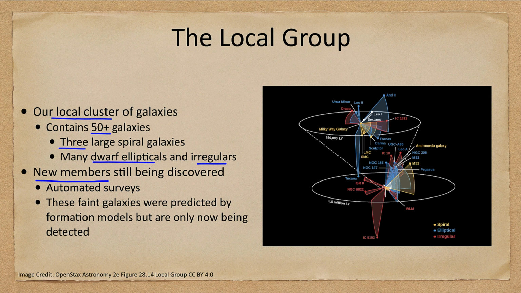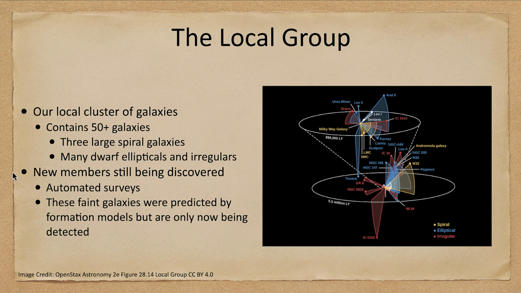Now remember, this happened when we talked about stars as well. We were still discovering brown dwarf stars around our solar neighborhood. Well, here we are discovering new galaxies even within our own Local Group of galaxies. Through automated surveys, we see very faint galaxies that are only now being detected. These are important because they were predicted by formation models. So they were thought to be there, but had never been detected until recent automated surveys were able to pick them up from the background of stars.